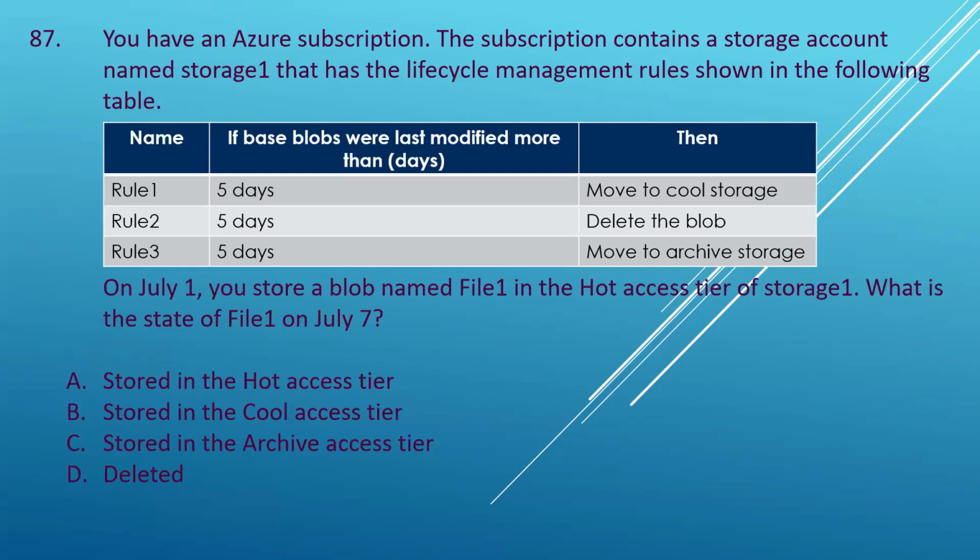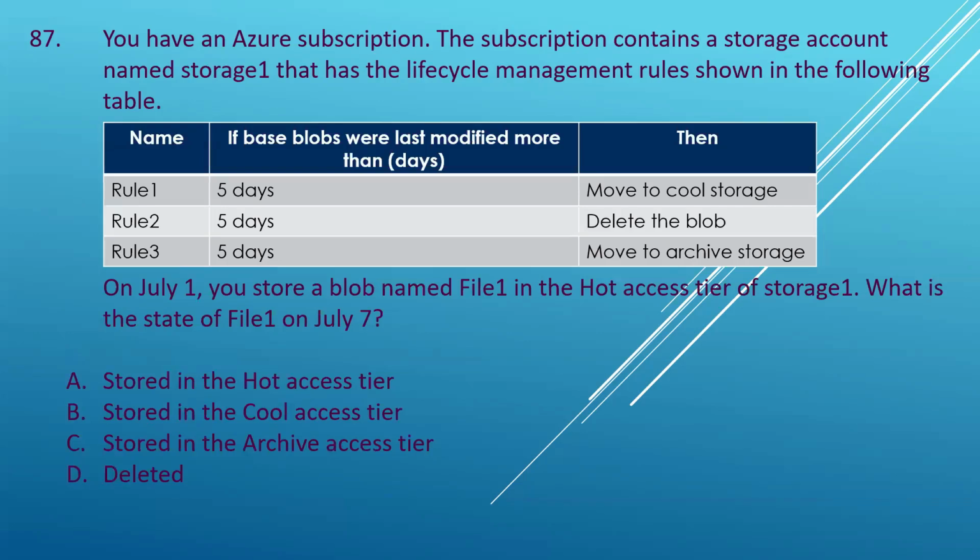On July 1, you store a blob named file1 in the hot access tier of Storage 1. What is the state of file1 on July 7? So when you move from July 1 to July 7, you have already exceeded more than 5 days. The difference between July 1 and July 7 is more than 5 days. So all the 3 rules will come into picture. So the options given to you are on July 7, it will be stored in the hot access tier, or it will be stored in the cool access tier, or it will be stored in the archive access tier, or the file will get deleted.